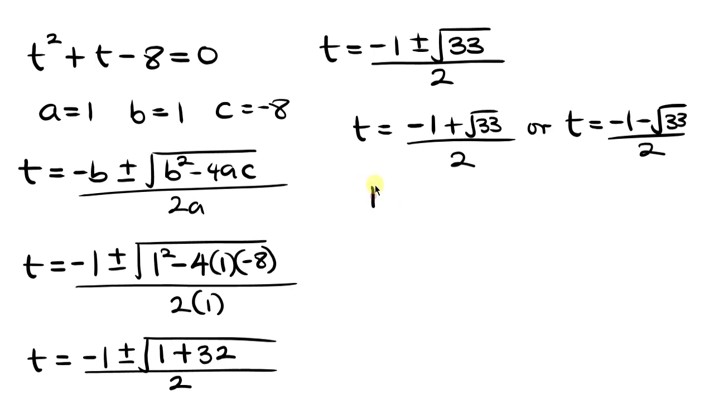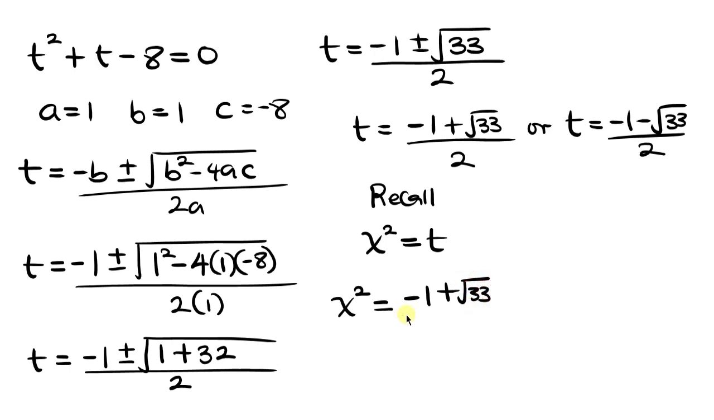Now let's recall. Remember, we're looking for the values of x. Let's recall that we said x squared is equal to t, right? Cool. Now for the first case, we have x squared to be equal to, the value of t here is negative 1 plus the square root of 33 all over 2.